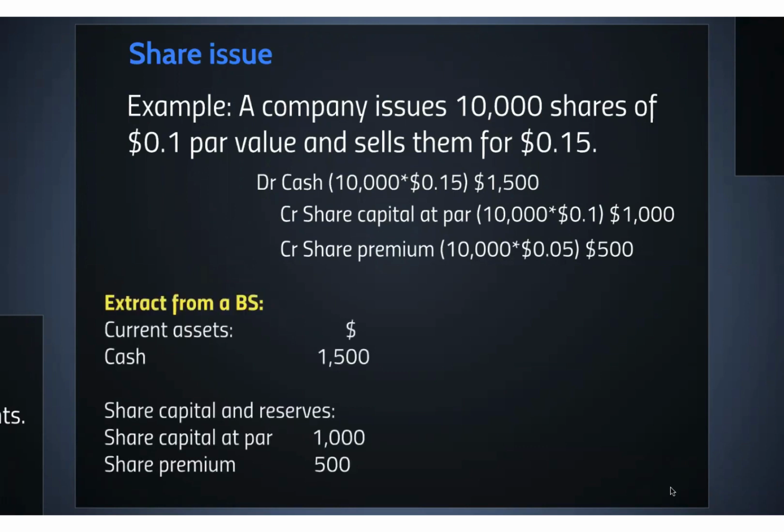So if we look at the balance sheet, here you can see the extract from a balance sheet. In current assets, we can see an increase of $1,500. And in share capital, we're going to find an increase in share capital of 1,000 and share premium of 500.